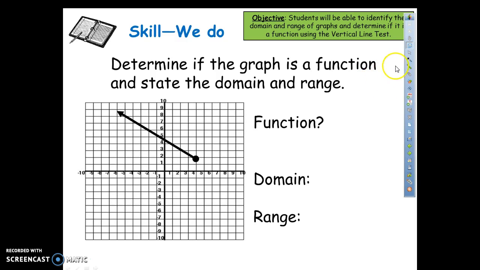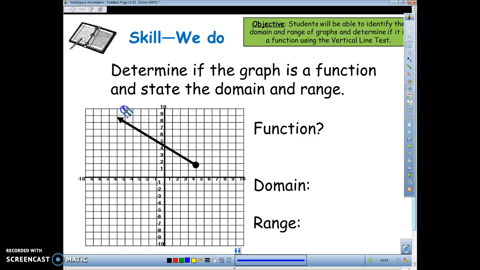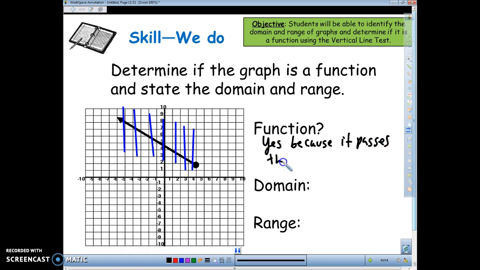Here I have a second example, and again we're going to conduct the vertical line test. If I run a series of vertical lines through this function, does it ever touch the graph at more than one location? And the answer is no. So yes, this is a function, yes, because it passes the VLT.